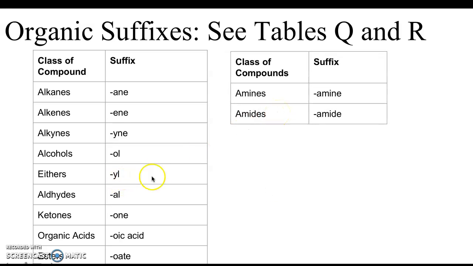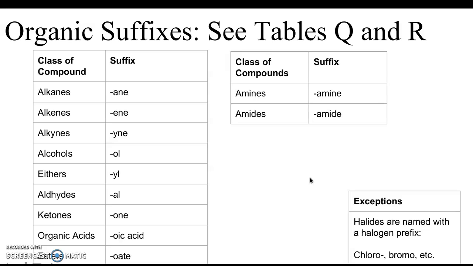and our next video is actually going to cover all of these, which are functional groups. There are a couple exceptions. The halides are actually named with a halogen prefix. I don't know why they're different, but they are. But for the most part, the suffix is what indicates the class of compound.